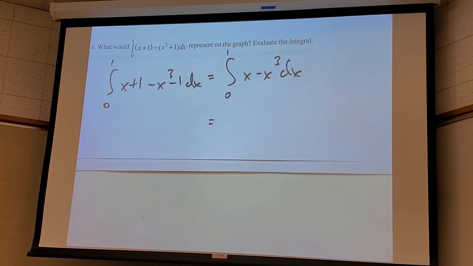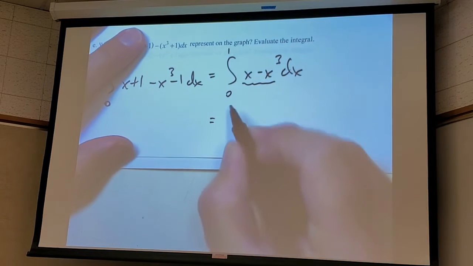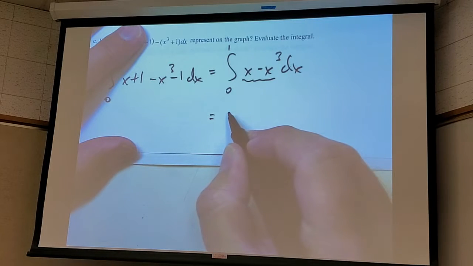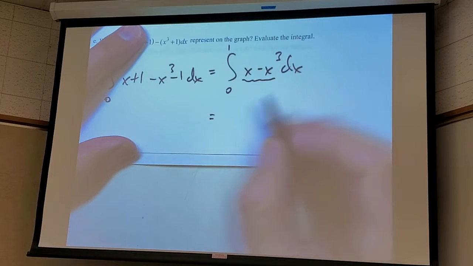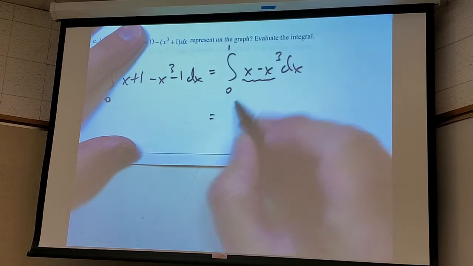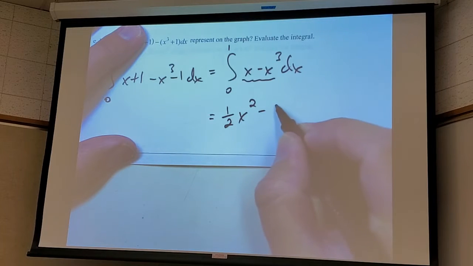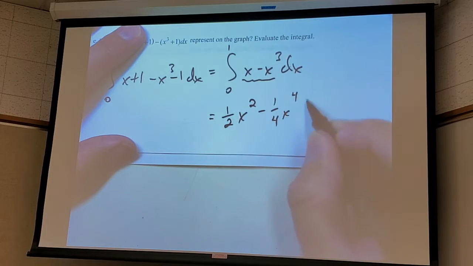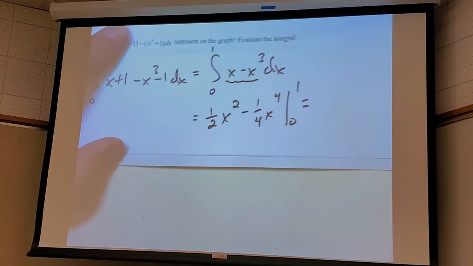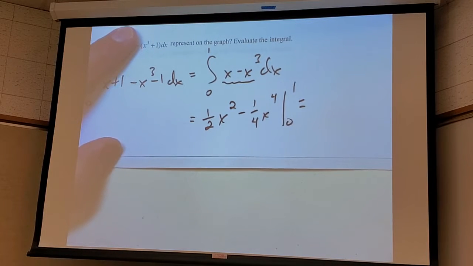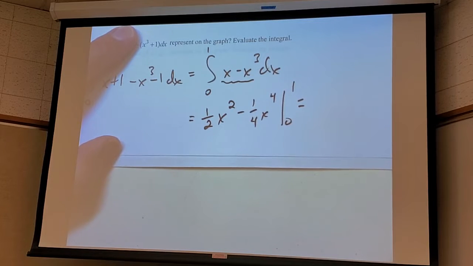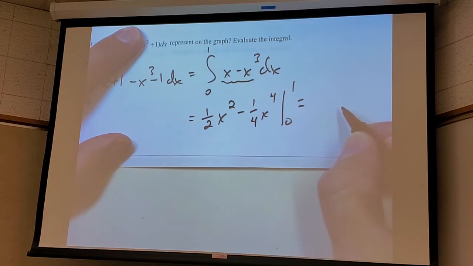See what I get? What do you get when you integrate this here? That's 1/2 x squared, minus 1/4 x cubed, 1/4 x to the 4 from 0 to 1. I'm going to plug a 1 in, make it a half minus a fourth, which is 2 fourths minus 1 fourth, so 1 fourth.